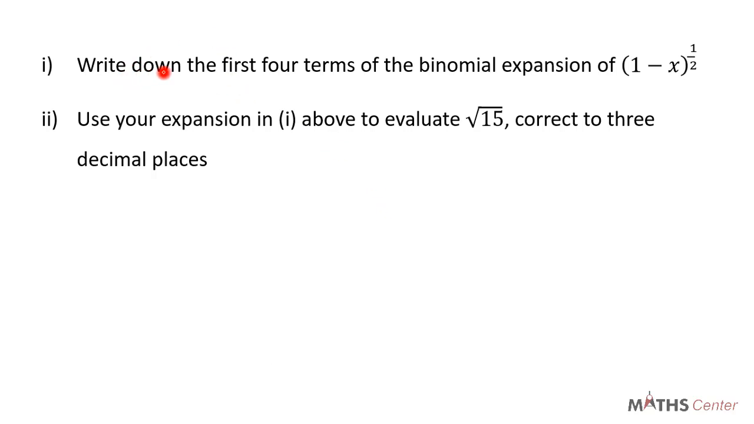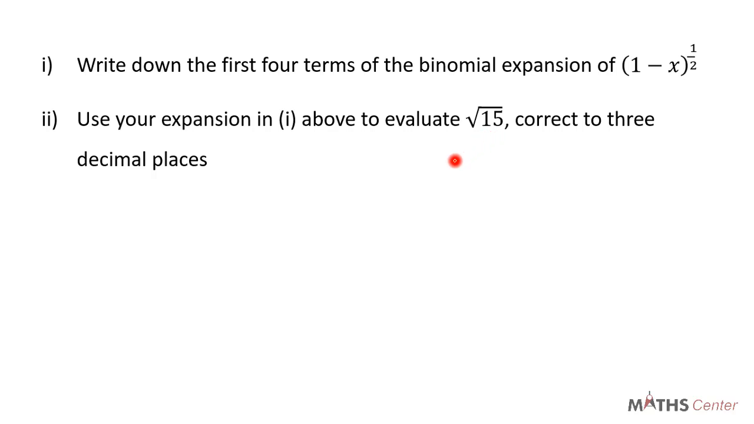The question here is: write down the first 4 terms of the binomial expansion of (1 − x)^(1/2) and use your expansion in I above to evaluate the square root of 15 and correct the answer to 3 decimal places. So here we are going to write down the expansion of (1 − x)^(1/2) up to the first 4 terms, and then we will use the expansion to evaluate the square root of 15.